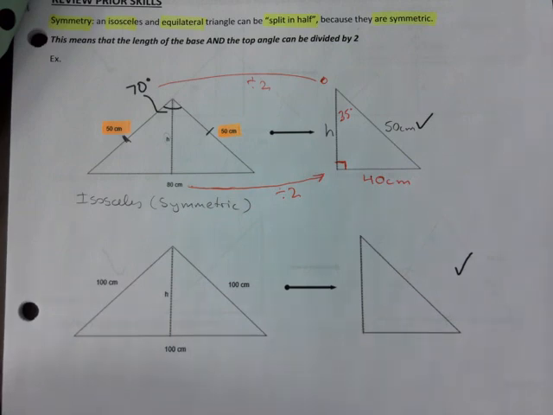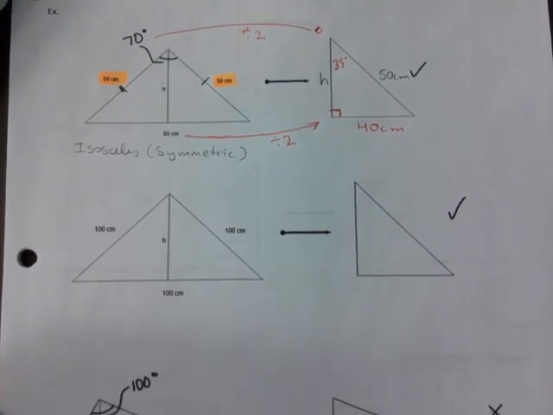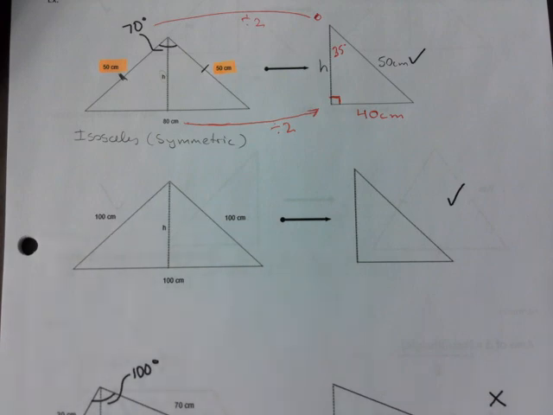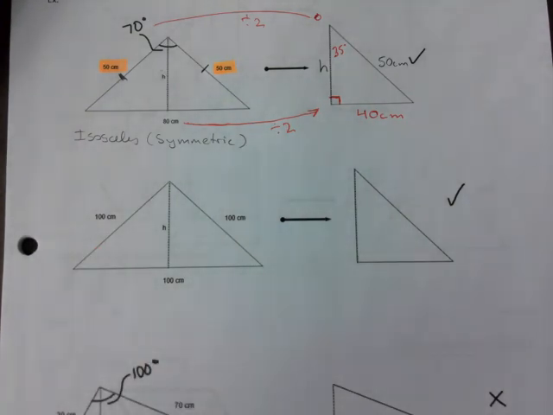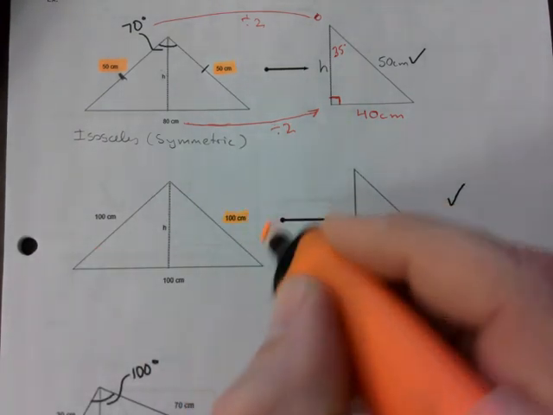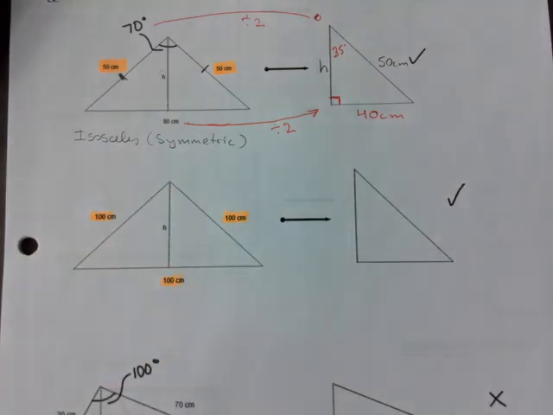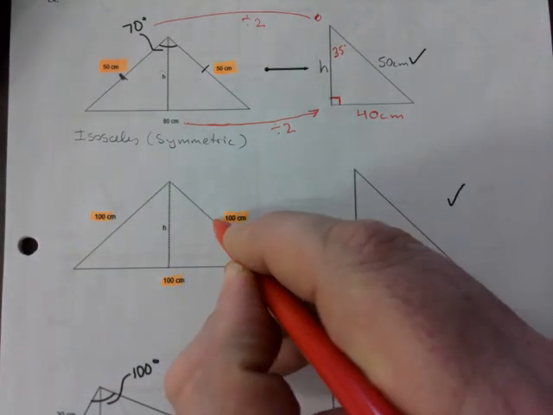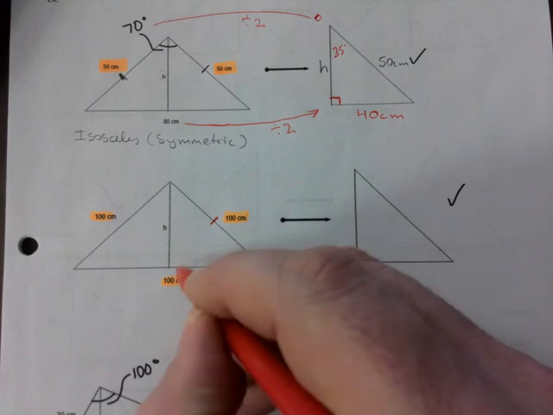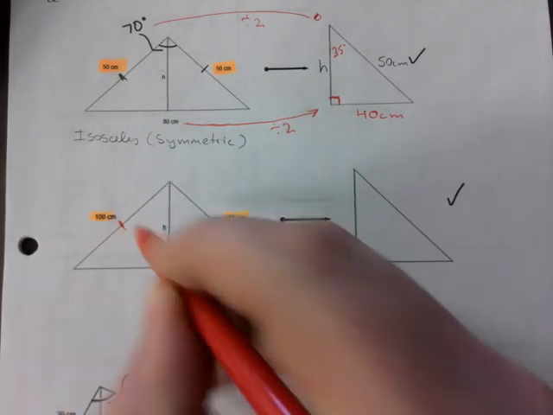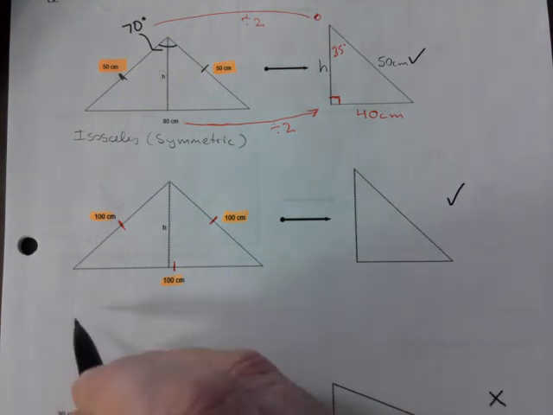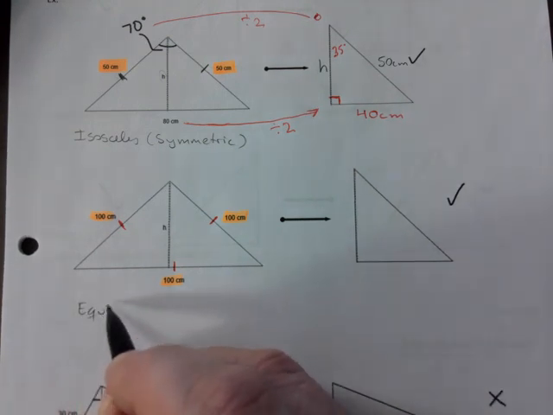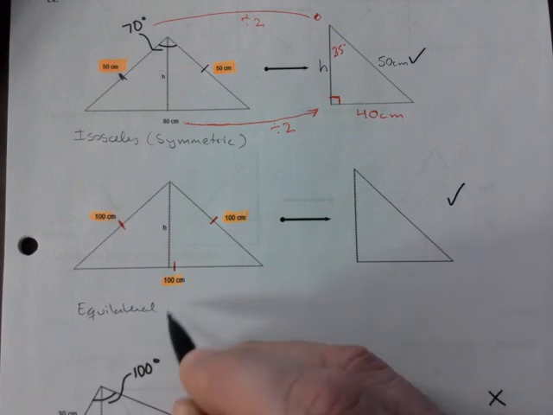Okay. Next, we have this one, and what do you notice about that one? If you look at the numbers, the markings are going to be important for us. Yeah, they're equilateral. All sides are the same. So I'm going to also put markings down. So this one, and this one. So all three sides are the same. Equilateral. Symmetric.